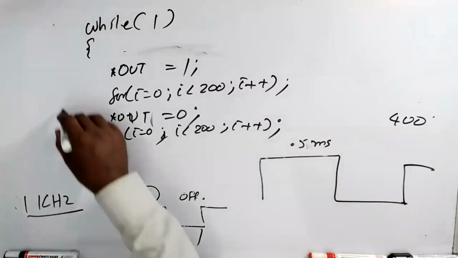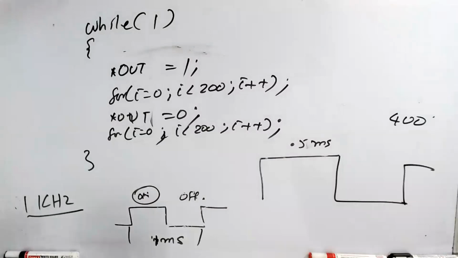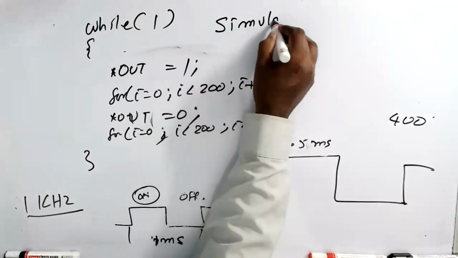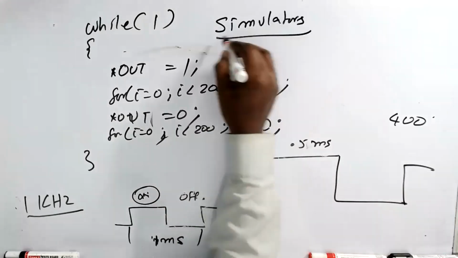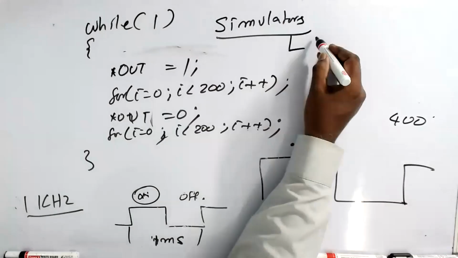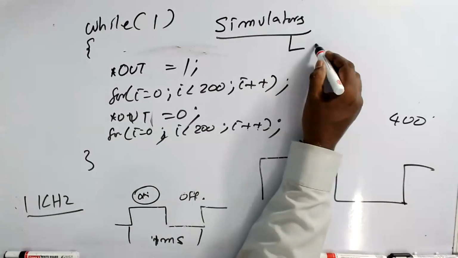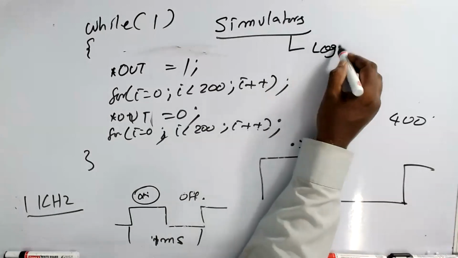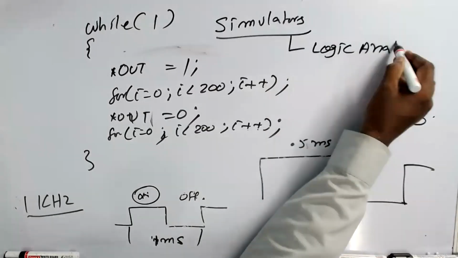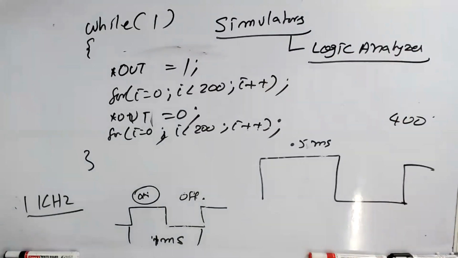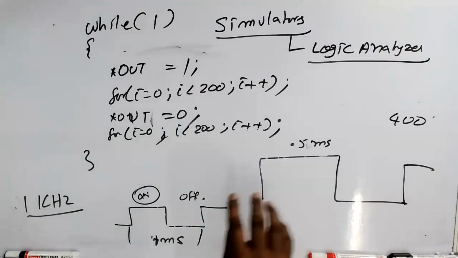There are so many methods. Some simulators have a scope or a logic analyzer. What is a logic analyzer? That is a tool like a multimeter. A logic analyzer is a tool that will show the waveform. Now let me explain to you.